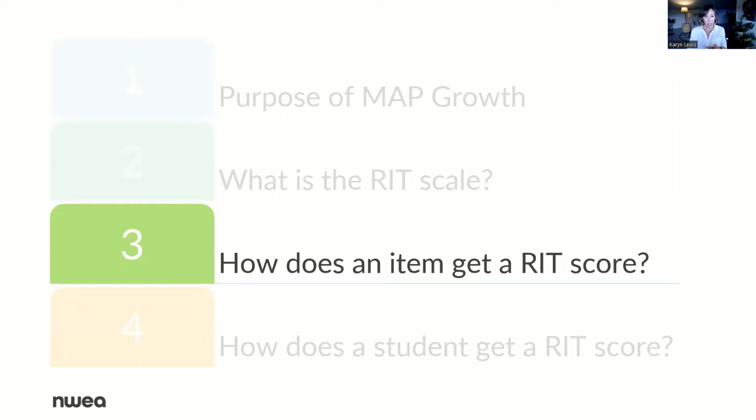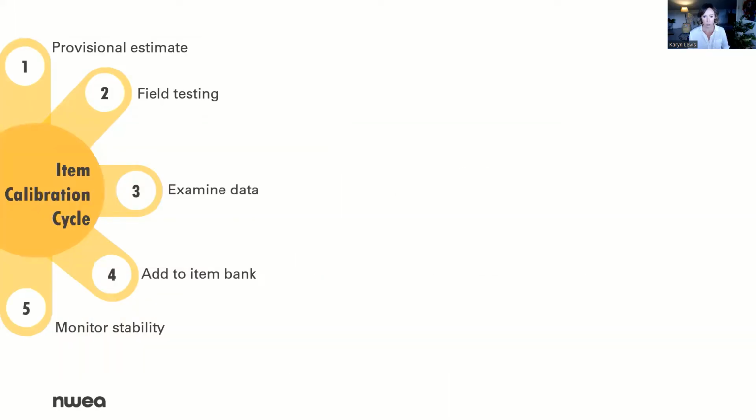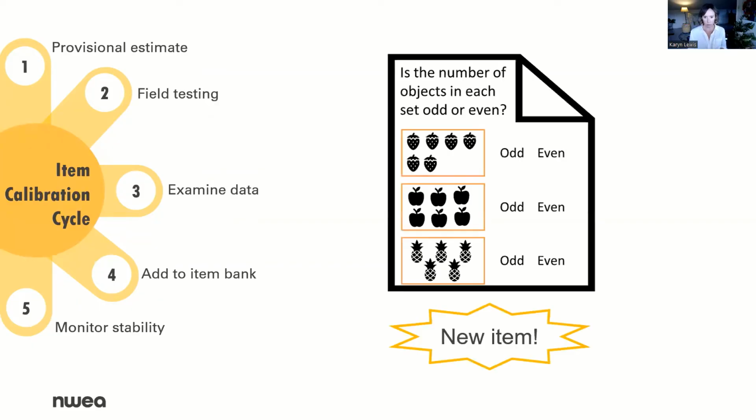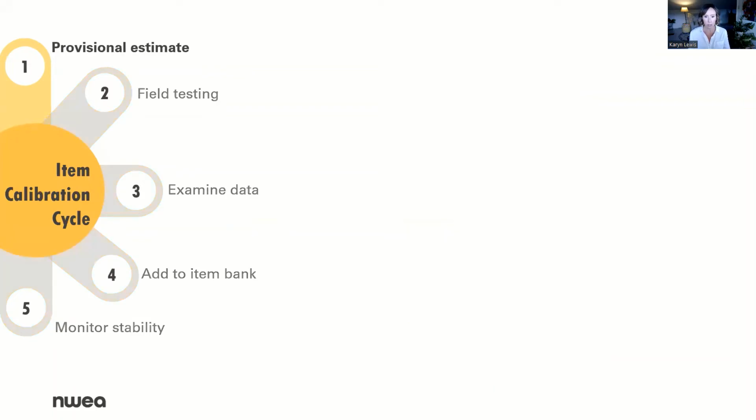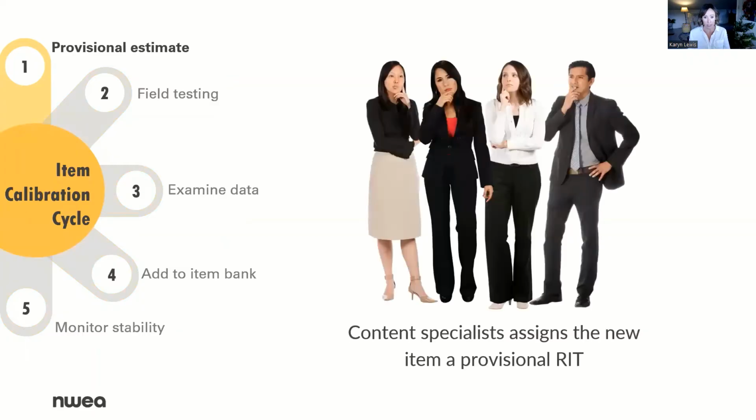All right, next, let's talk about how an item gets a RIT score. To help you understand how an item gets a RIT score, let's walk through the item calibration cycle. The first step in this cycle, when we have a brand new MAP Growth item, is that the item is going to receive a provisional difficulty estimate. And this comes from the very complicated software known as humans.